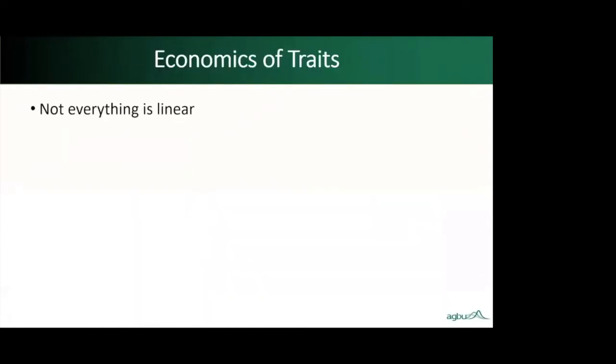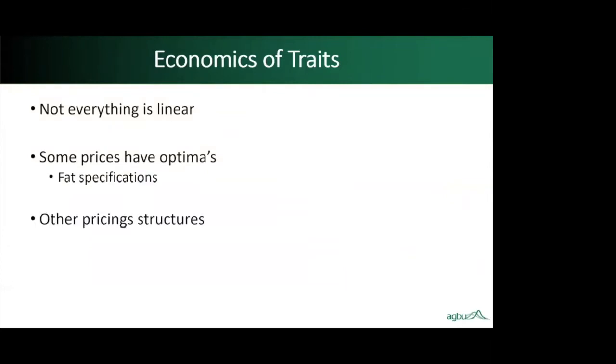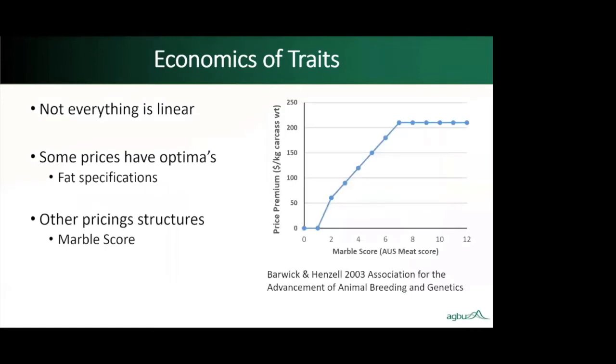When evaluating the economics of traits in BreedObject, it is recognised that one size does not fit all. Some traits have pricing structures that have optimas, such as fat specifications. Other traits have differing pricing structures, such as marble score. I'm showing you an example here of the marble score system that's implemented in BreedObject.